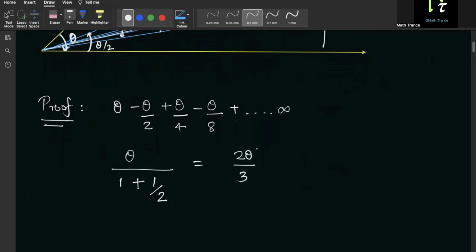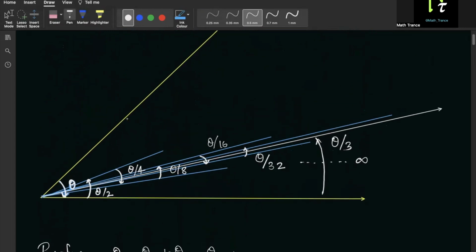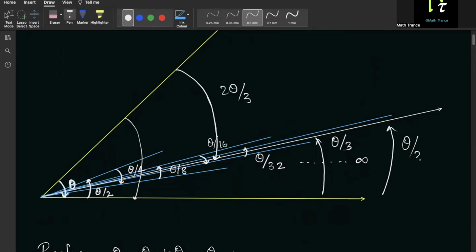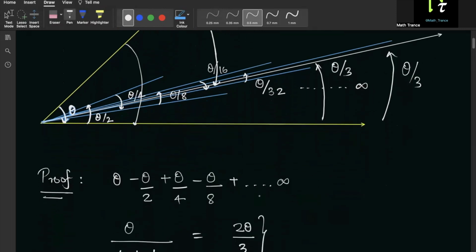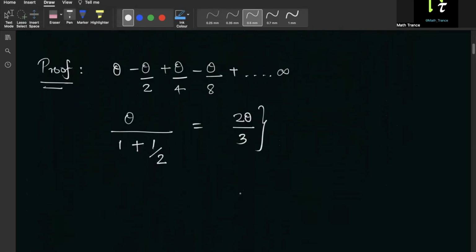But now the question is, 2 theta by 3 from where? In my question, as I took theta from here, I will get this as a 2 theta by 3 angle. So what I'm left with is this angle, which is theta by 3, right? Isn't it amazing how geometric progression can help us here?